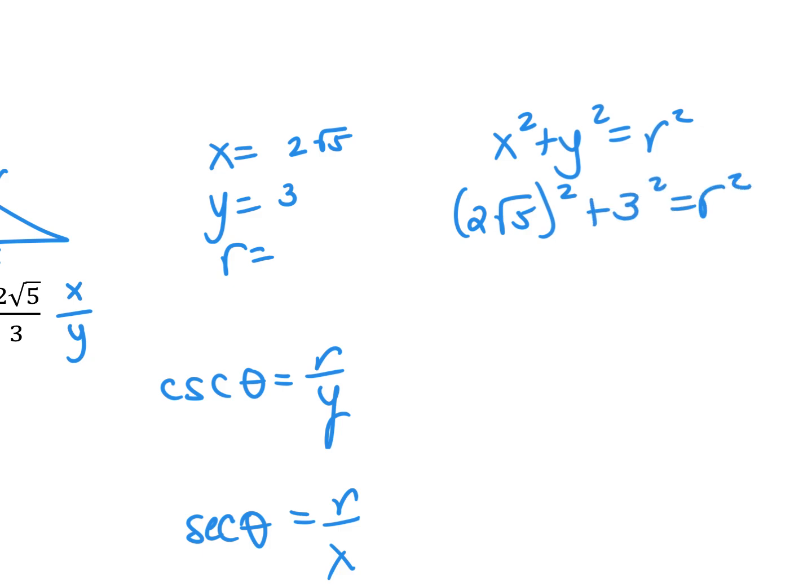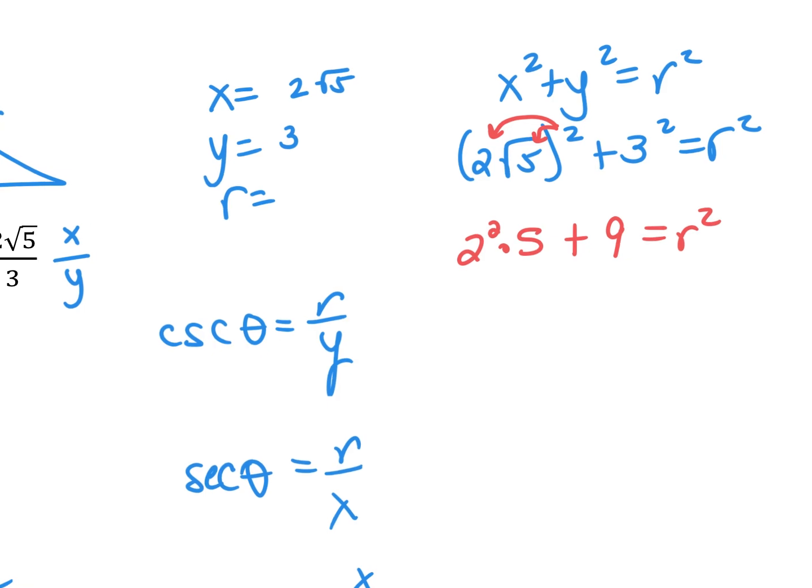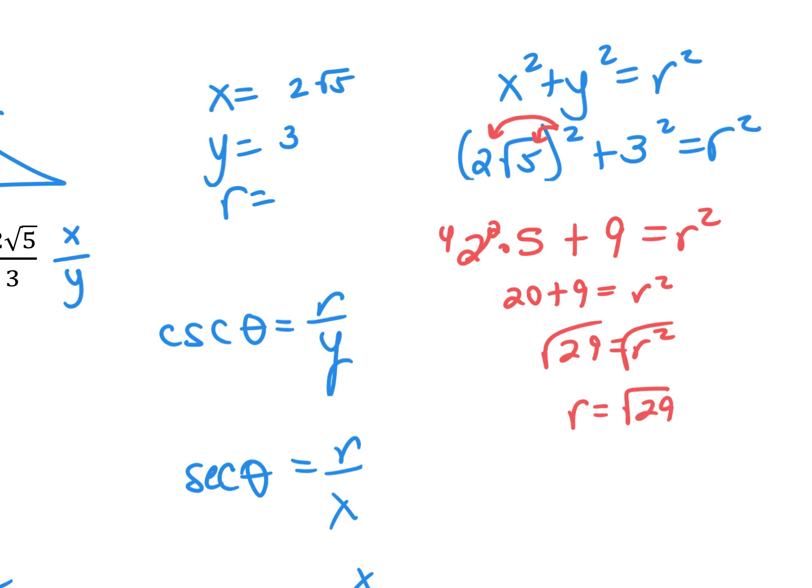This is where you guys are going to make mistakes. You can't do this in your calculator and get a decimal equivalent. I mean, you can, but it's going to be marked wrong. It's going to say keep the exact value. So think about this. This 2 goes here and here. So this is 2 squared times 5 plus 9 equals r squared. What's 2 squared? 4. 4 times 5 is 20, so 29 equals r squared. So what's your r value? The square root of 29.